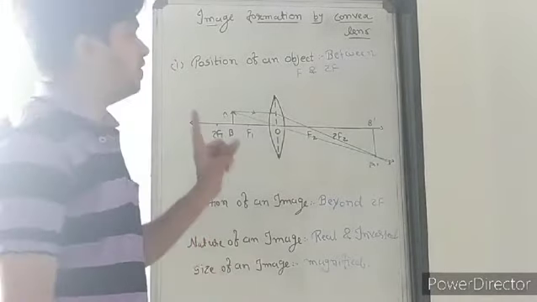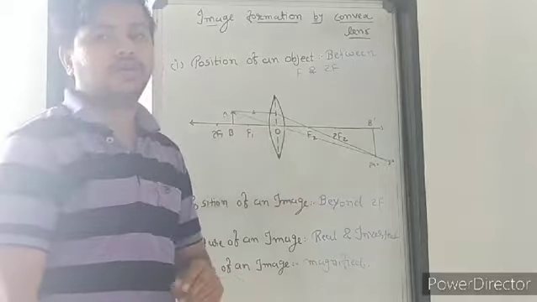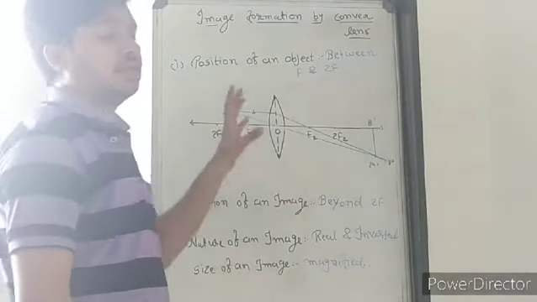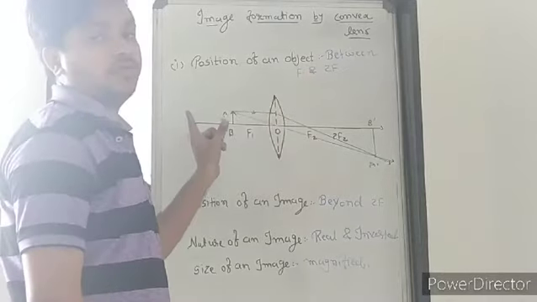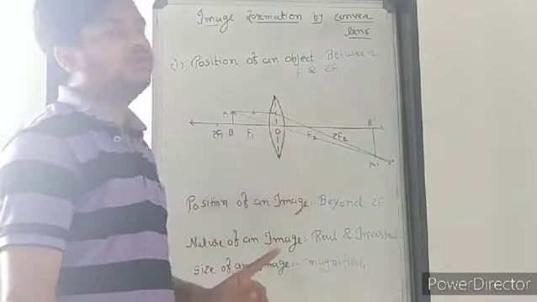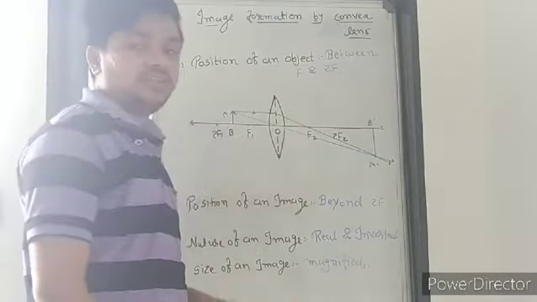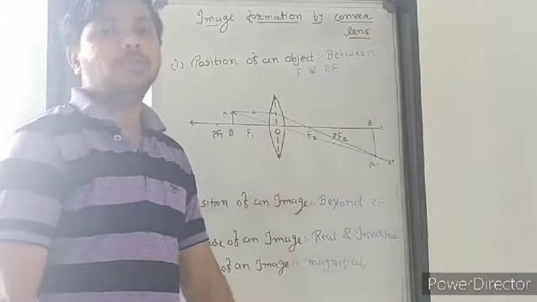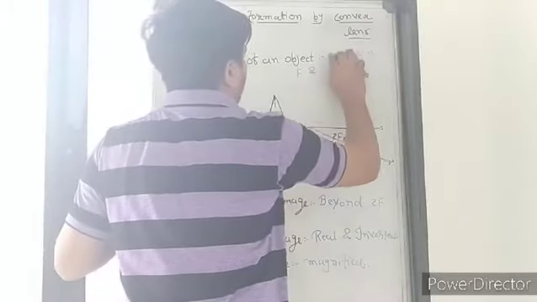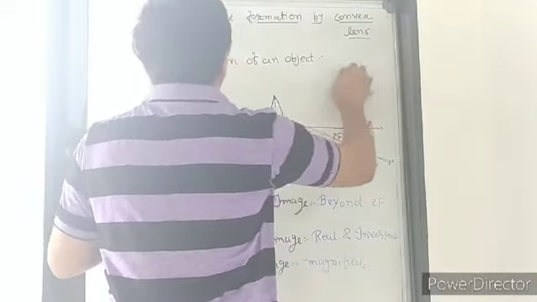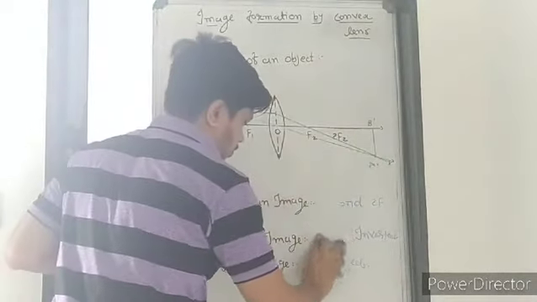When object is at infinity, you get an image on F. When object is on F, you get an image at infinity. When the object is beyond the 2F, you get between F and 2F. And when the object is between F and 2F, you get an image beyond the 2F. Now, our 5th image.